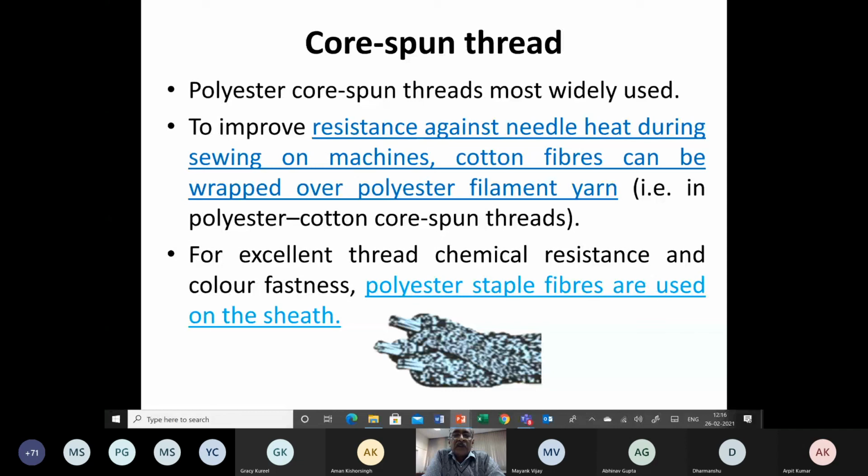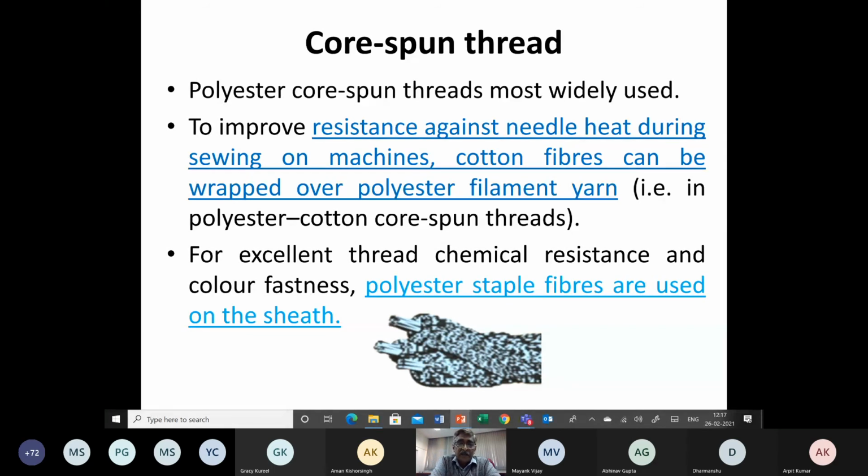So when you want to go for a high protection sewing, you have to use the polyester cotton combinations. There are some cases where you want more strength for the sewn product. The industrial fabrics should have very high strength. That means the sewing thread should have very high strength. In that case, you have to go for polyester combination. That means polyester core and polyester staple fiber on the surface.